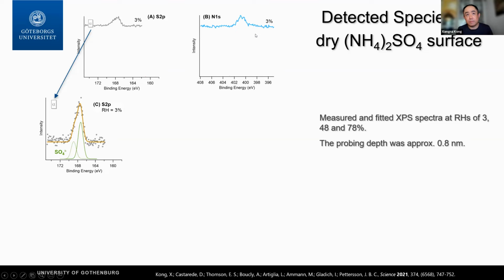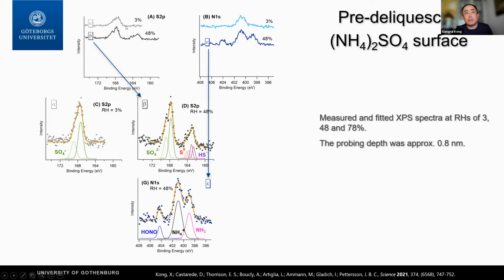So the interesting things happen when we increase the RH. Before it was 3% RH in this figure, and then we have RH equal to 48%. By the way, the DRH, the deliquescence RH of ammonium sulfate, is around 78% to 80% depending on the temperature. So as this RH is still not deliquescence, you can consider it pre-deliquescence. There's some water absorbed on the surface, but the phase is not totally changed.